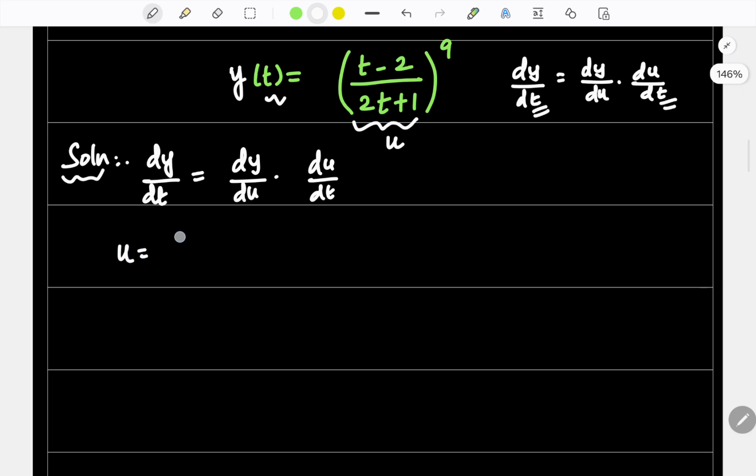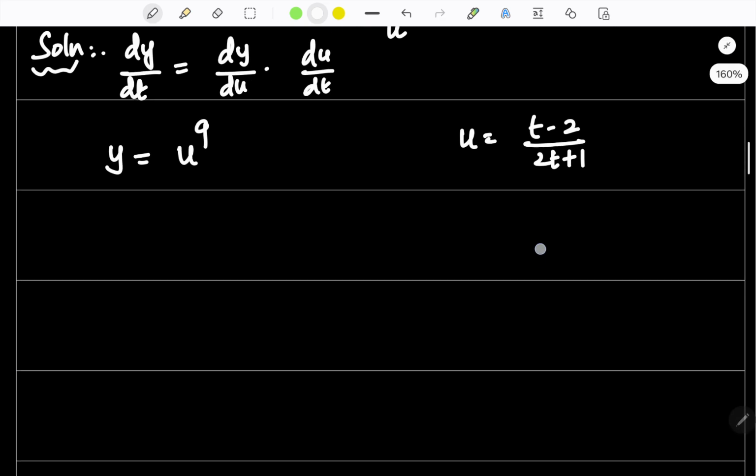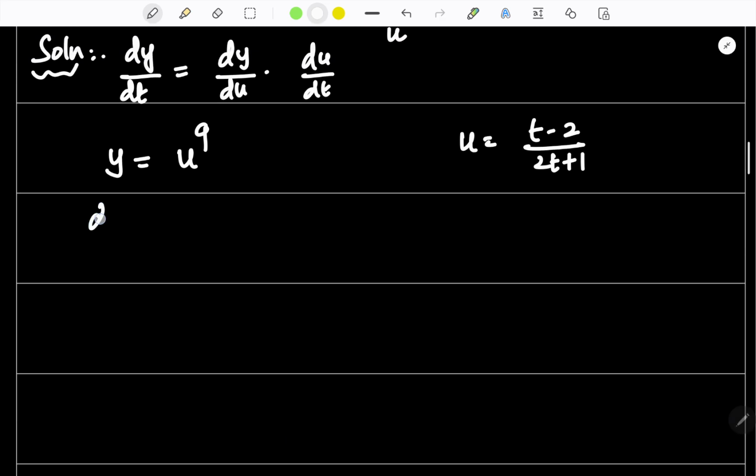So u is equal to what? (t - 2)/(2t + 1). Let me write u here, I always write it this side. u is (t - 2)/(2t + 1). And what is your y now? Your y is u to the power of 9. So dy/du is equal to 9u^8.